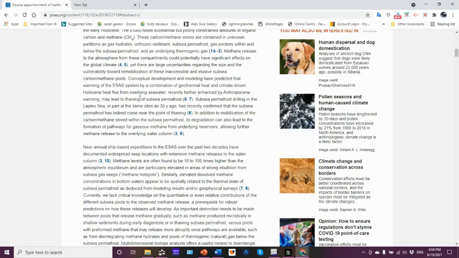There it is, right there. And subsea permafrost drilling in the Laptev Sea has recently confirmed that the subsea permafrost has indeed come near the point of thawing. Basically, all hell's going to break loose. In addition to mobilization, i.e. release, of the carbon methane stored within the subsea permafrost, its degradation can also lead to the formation of pathways for gaseous methane from underlying reservoirs, including further methane release to the overlying water column.